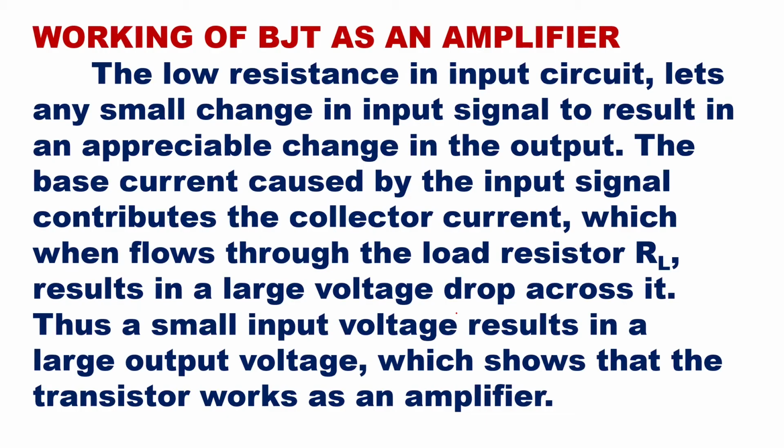So here you can see the working of BJT as an amplifier. The low resistance in the input circuit lets any small change in input signal result in an appreciable change in the output. The base current caused by the input signal contributes to the collector current, which when it flows through the load resistor RL results in a large voltage drop across it. Thus, a small input voltage results in a large output voltage, which shows that the transistor works as an amplifier.